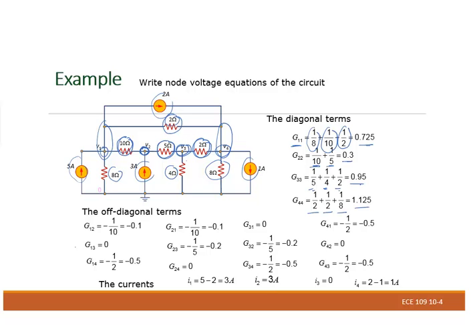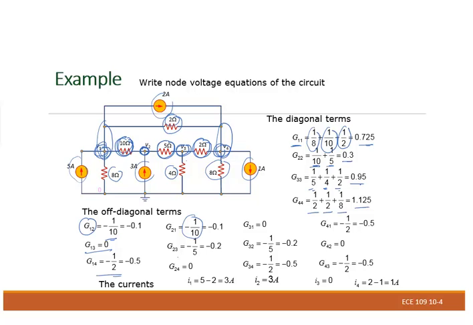You can find G12, G21, G13, everything easily here, because G12 is between node 1 and node 2, which is 10. So negative 1 over 10. G21, from here to here, is negative 1 over 10 too, the same thing. G13, we don't have any element, so you can see that's why it's 0. G14, we have 2, negative 1 over 2. You can see here, we can write all of them in this way.